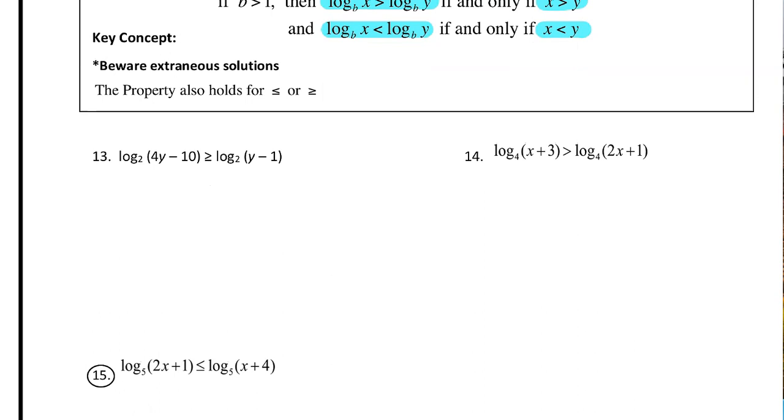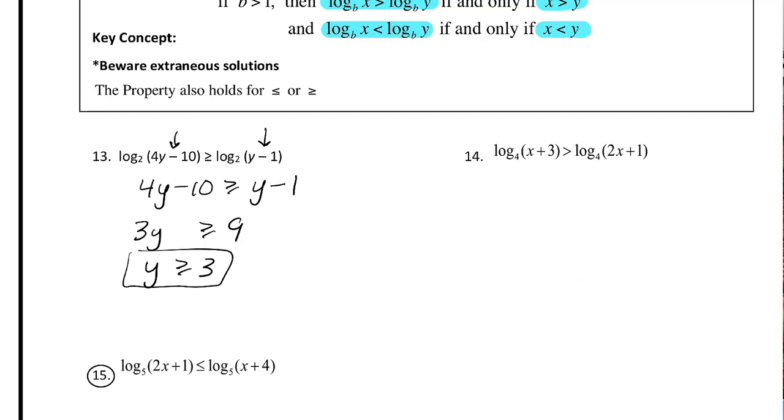So solving these, we would have 4y minus 10 is greater than or equal to y minus 1. Subtracting y from both sides, adding 10 to both sides, we get y is greater than or equal to 3. We don't have any extraneous issue here because plugging 3 into both of these, or any number greater than 3, we'd have log of positive numbers. So this would be our answer. If you'd like to include the graph, it would be a shaded circle greater than 3.